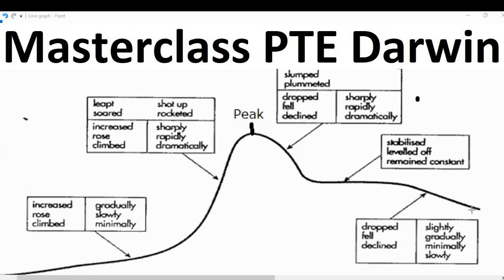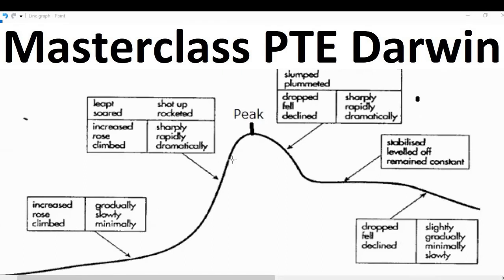How are they going down? Slightly, slowly, minimally, okay? So it's the same thing, you see? Increased gradually, slowly, minimally. Decreased gradually, slowly, minimally. So it's the same sort of words. This one is rising, increasing, this one is dropping or going down. Okay, if you know all these things, when there is a slow rise, you can say climbed minimally, rose slowly, increased gradually, okay?